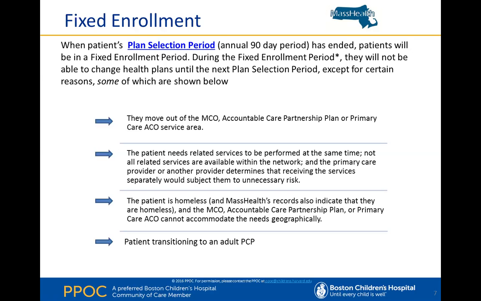If the patient is homeless, they can change their plan. It just has to be documented at MassHealth, so MassHealth has to have something in the records that indicates that the patient is homeless. And then we were able to negotiate that when it comes time to transition patients to an adult PCP, they will then be able to change their plan, even if it's outside of their annual open enrollment period.